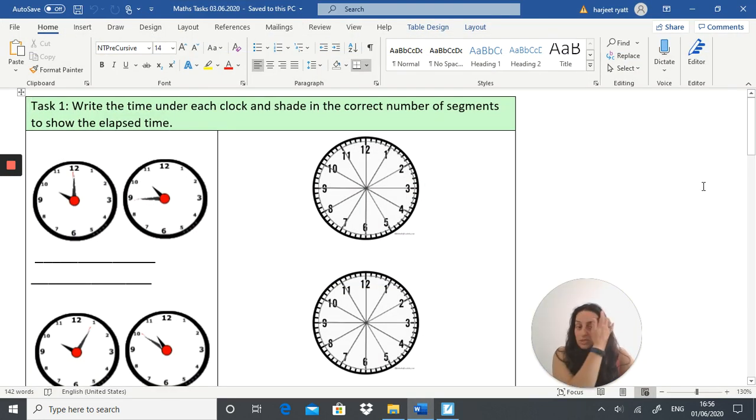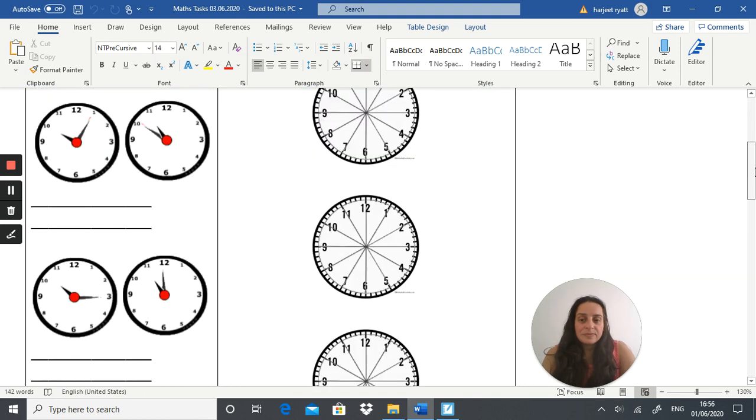And when you click onto that link, you'll be taken to this page over here. And these will be your tasks. Task 1 asks you to write the time under each clock and shade in the correct number of segments to show the elapsed time. So this is your first time, write the time down here. Second clock, write down the time here, and then you have to shade in how much time has elapsed between the two clocks. That's task 1.